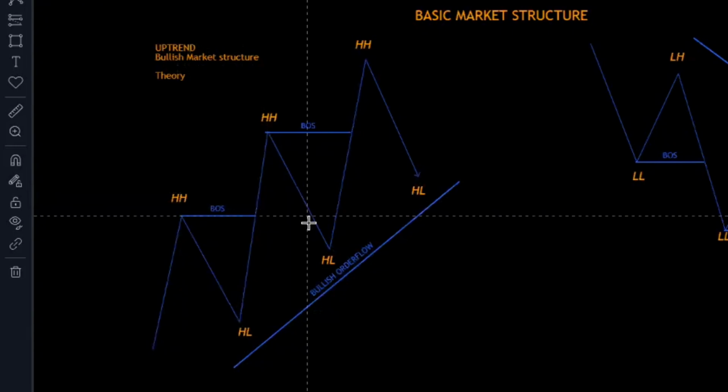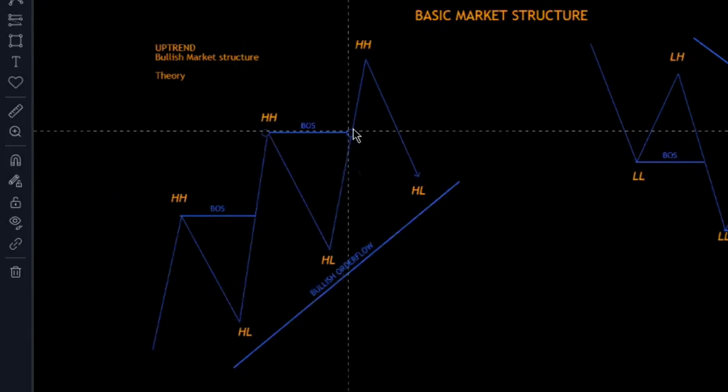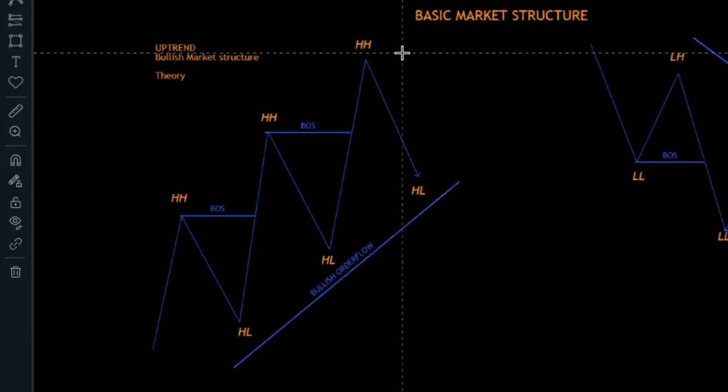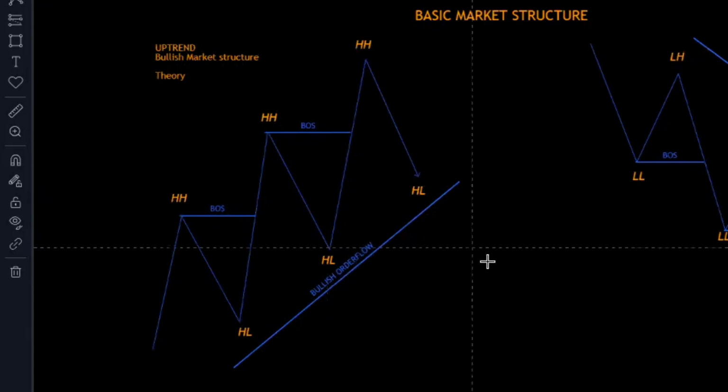We have the same thing here. Higher high formed a higher low, it moved up. At this point we have a break of structure. Higher high, higher low, if it moves up at this point, we have a break of structure. So this is a theoretical example of a bullish market structure.